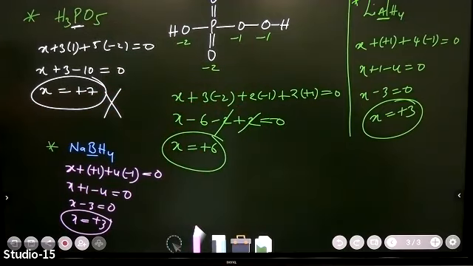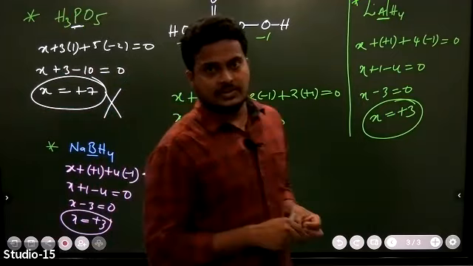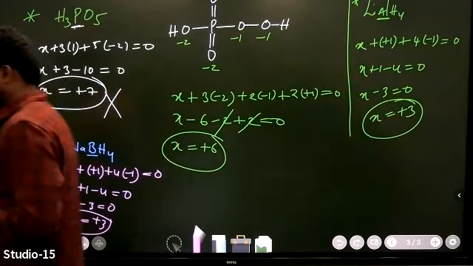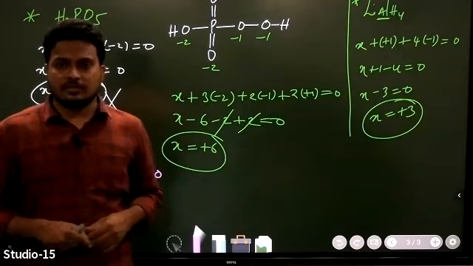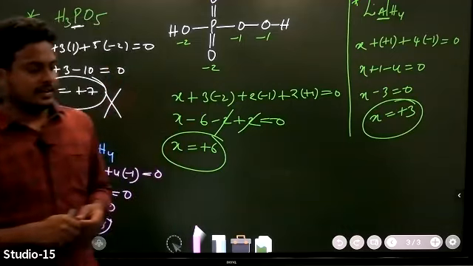Next important topic, that is balancing of redox reaction. How to find the oxidizing agent and how to find the reducing agent. Oxidant and reductant: the oxidizing agent is also called oxidant, and the reducing agent is also called reductant.